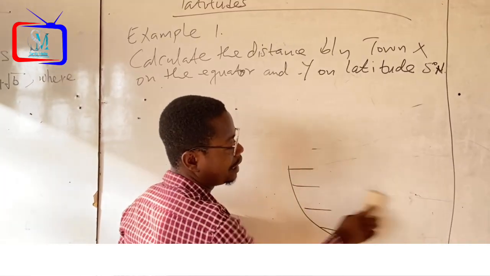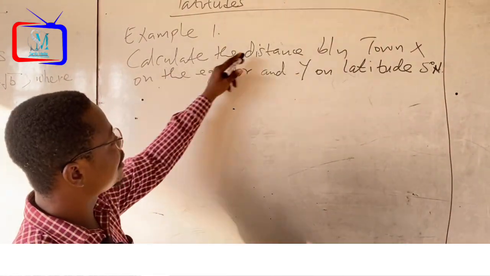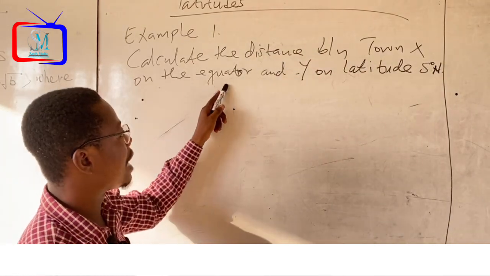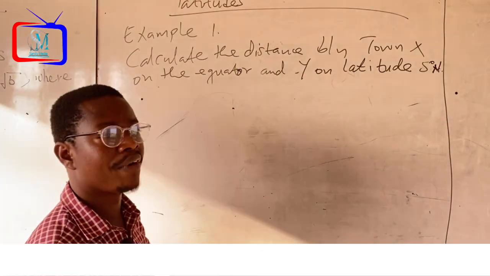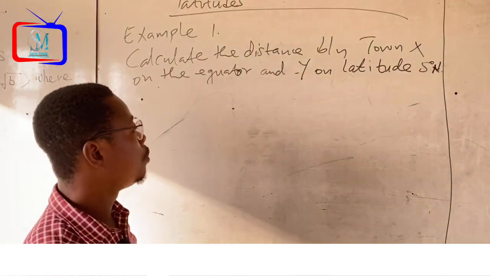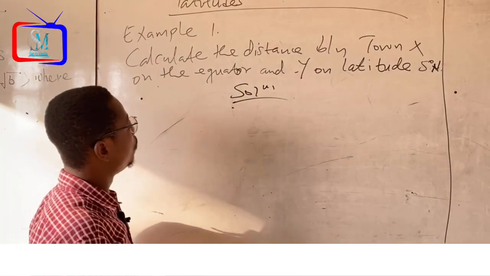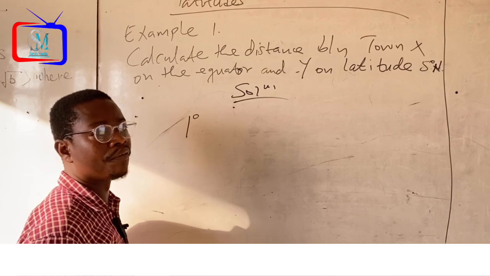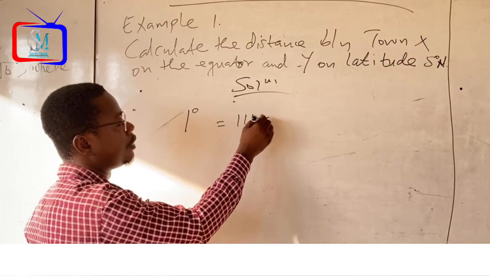Today we have a simple question on the board that we are going to look at. It says: calculate the distance between town X on the equator and town Y on latitude 5 degrees north. But one thing you should keep in mind is that the rule says that every 1 degree of lines of latitude is equivalent to 111.1 kilometers.